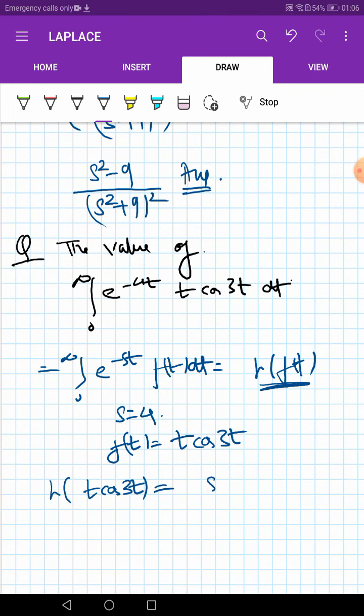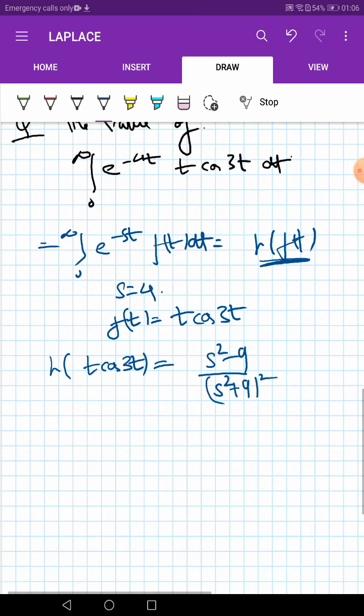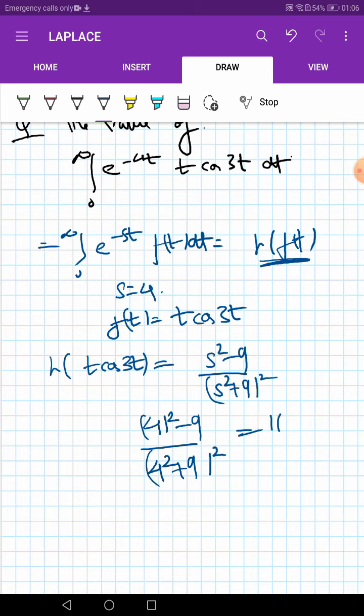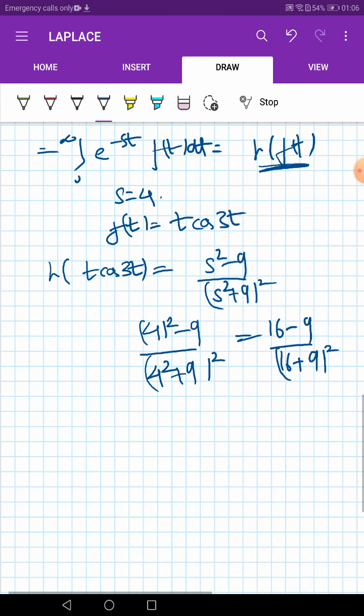It will be equal to (s² − 9) divided by (s² + 9)². So our value of s is 4. Okay, so (4² − 9) divided by (4² + 9)². So it is (16 − 9) divided by (16 + 9)².